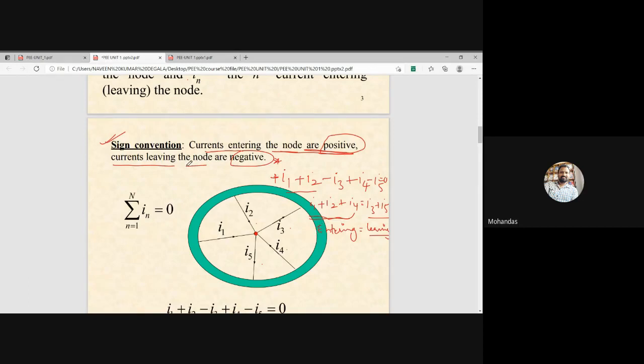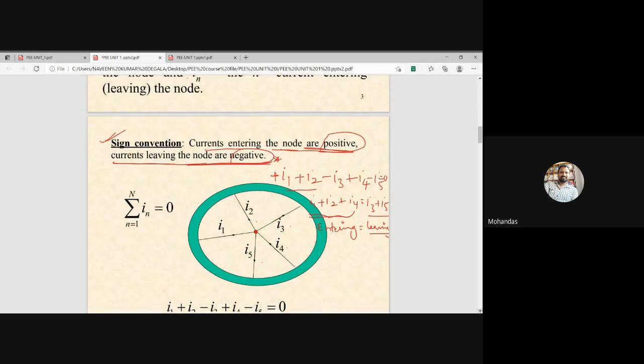So the sign conventions are very important while writing the KCL equation for a particular circuit. Once you understand KCL, KVL and Ohm's law, we can solve any circuit easily. So the basic concepts are very important. If anybody has any doubts, please ask me here. But you should follow the sign convention: leaving current should be treated as negative, and entering current should be treated as positive.